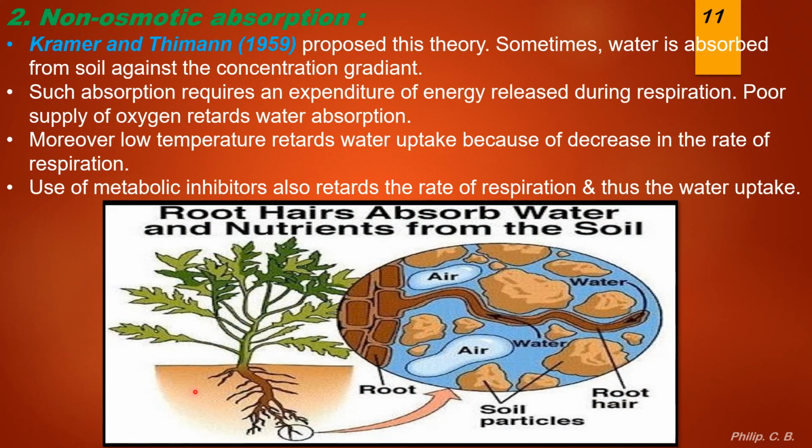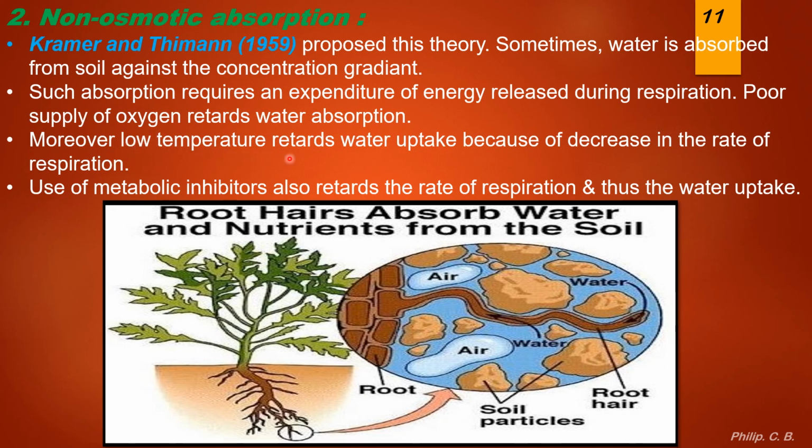Now, the second type, non-osmotic absorption. Again, Kramer and Thimann in 1959 proposed this theory. Sometimes water is absorbed from the soil against the concentration gradient. So there will be no DPD, we can say, or the concentration gradient is not considered, or it is against the gradient. Such absorption requires an expenditure of energy released during respiration. So poor supply of oxygen retards water absorption.